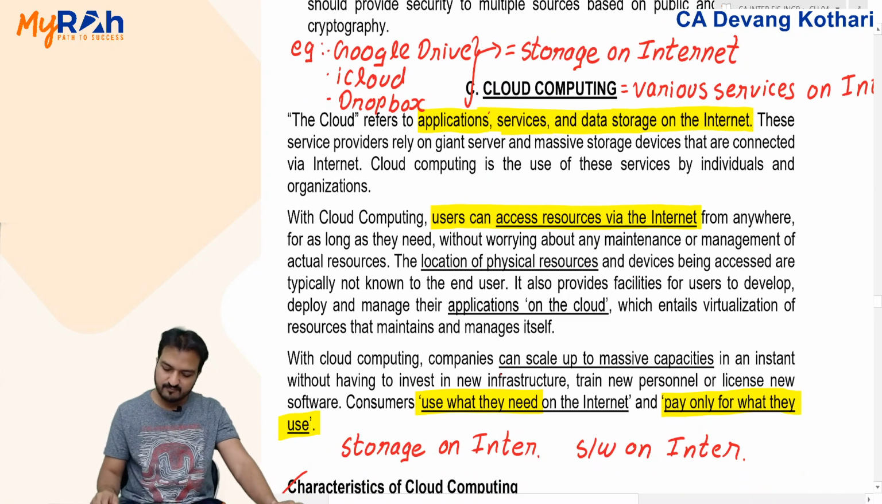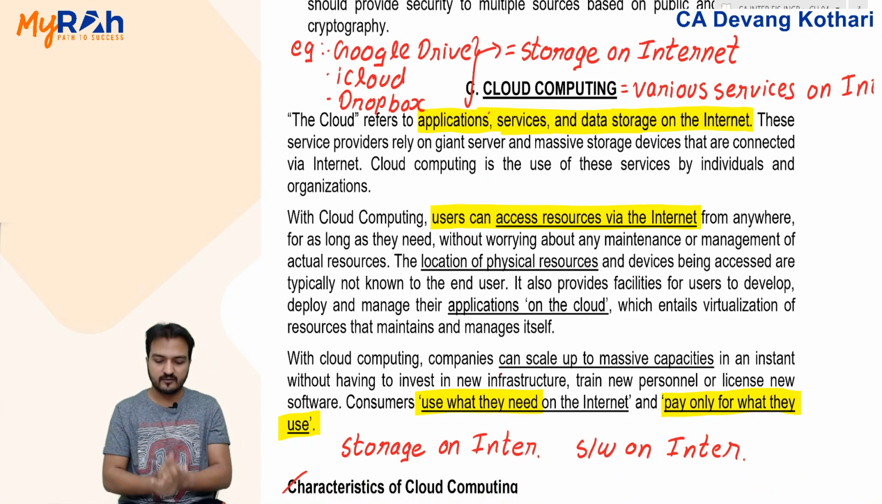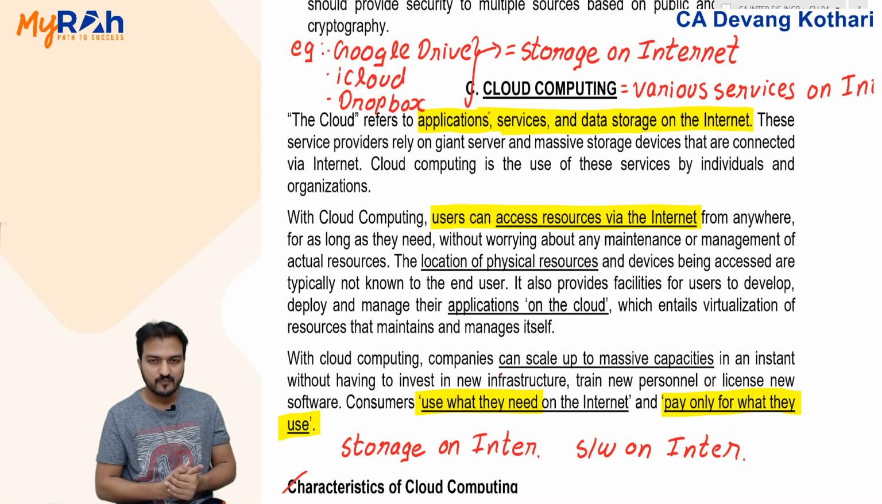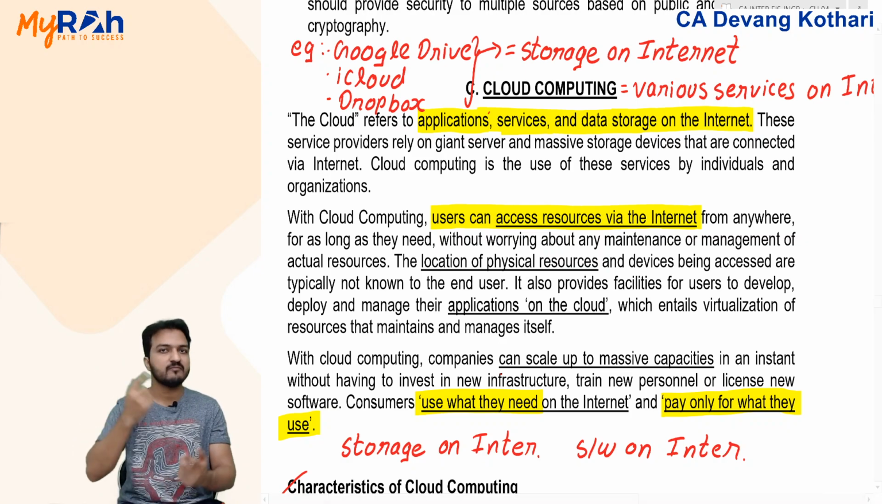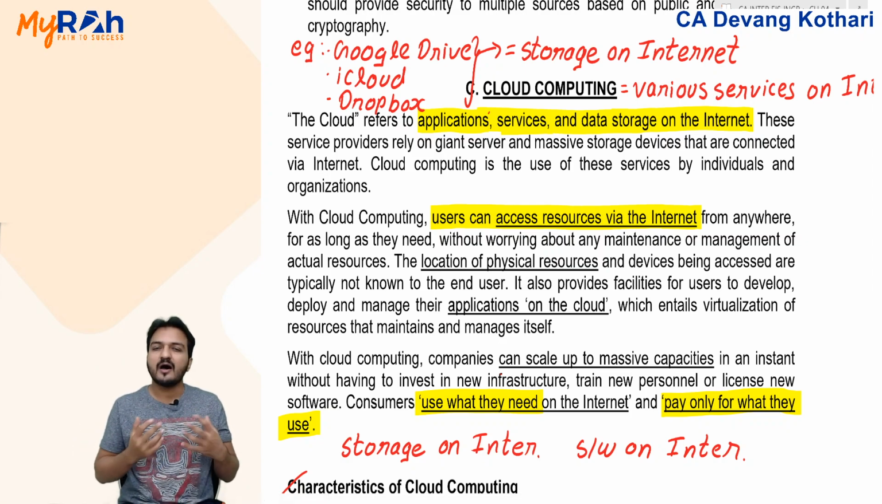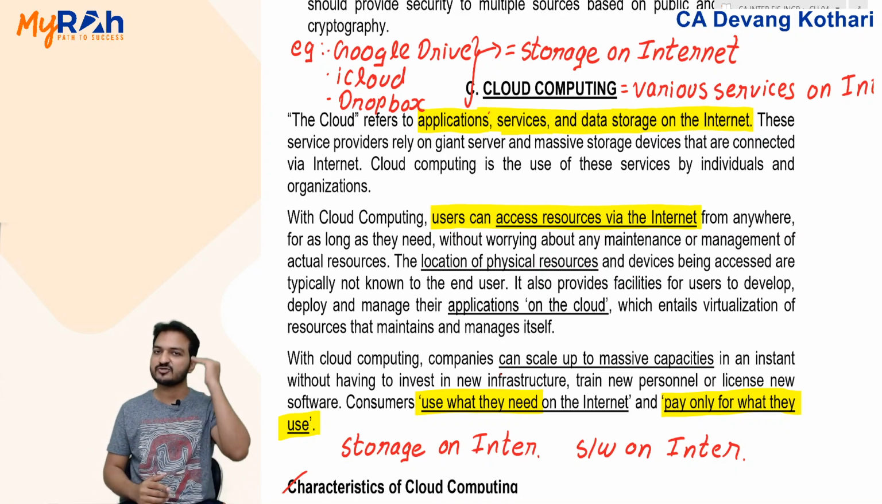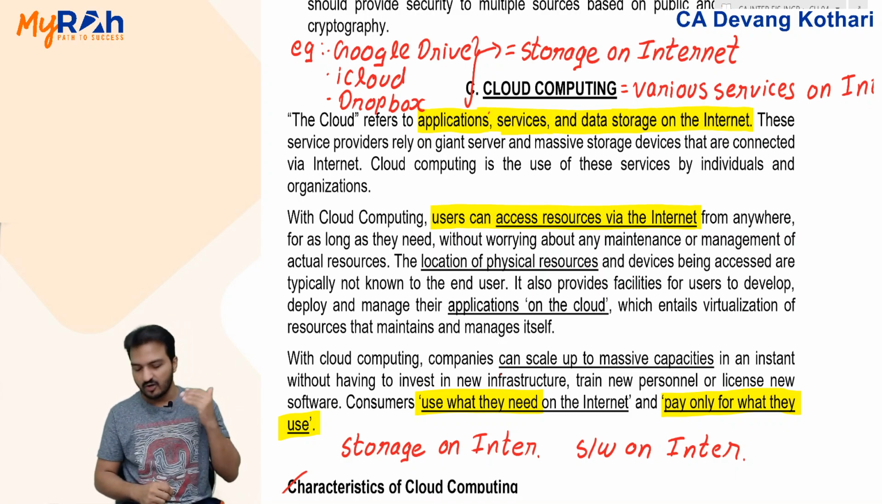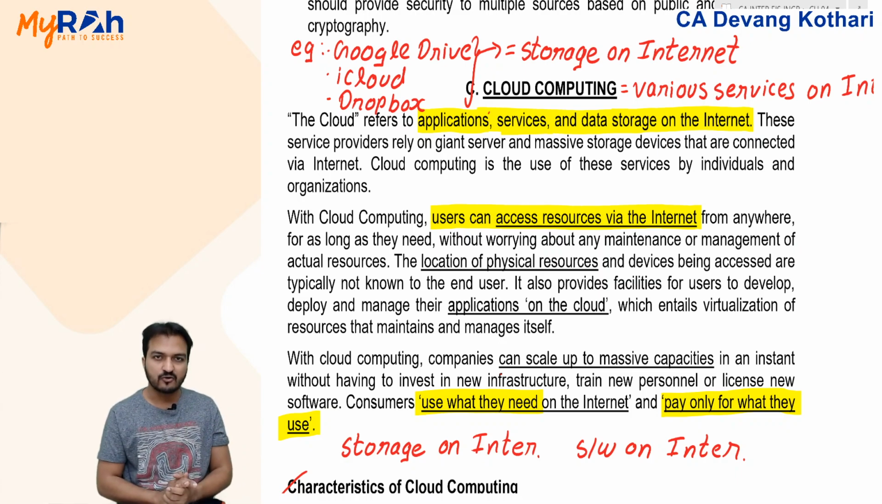Next most important thing was cloud computing. In general, cloud computing means various services on the internet. Cloud computing means that the internet is providing me various services, so that I don't need my own resources for that. Rather, I use resources on the internet instead of using my own resources. That was basically cloud computing.